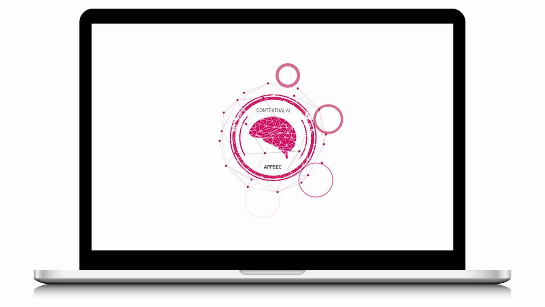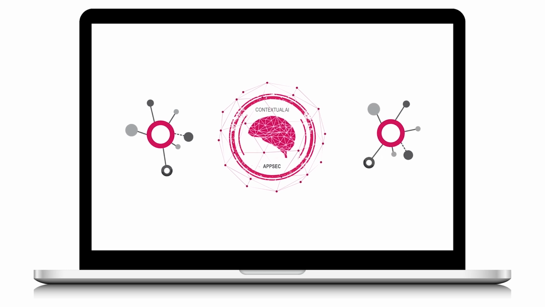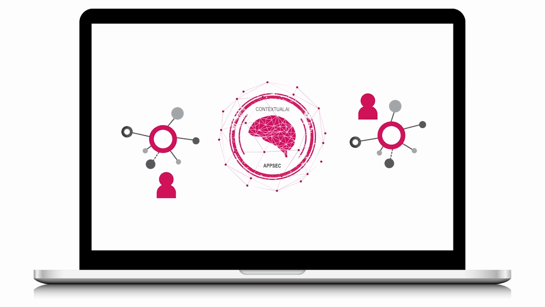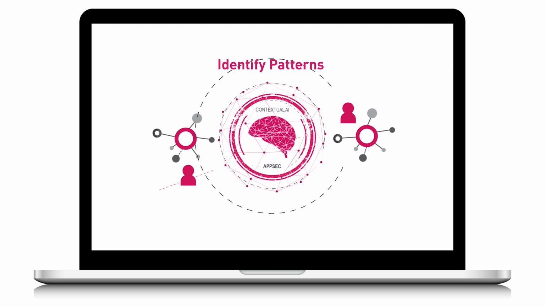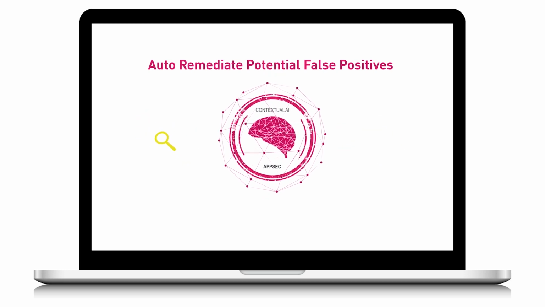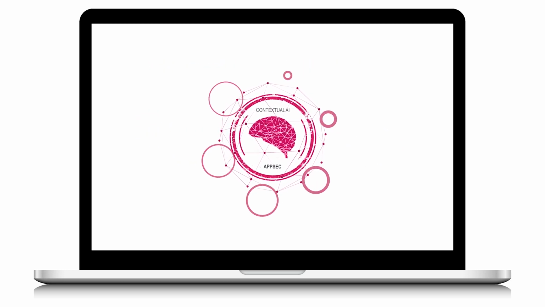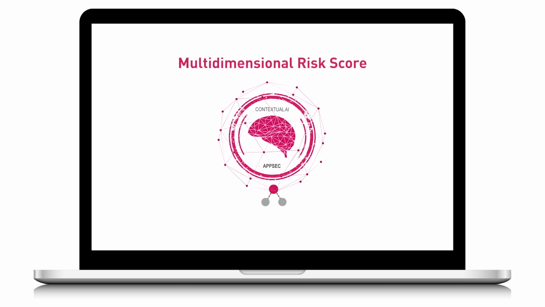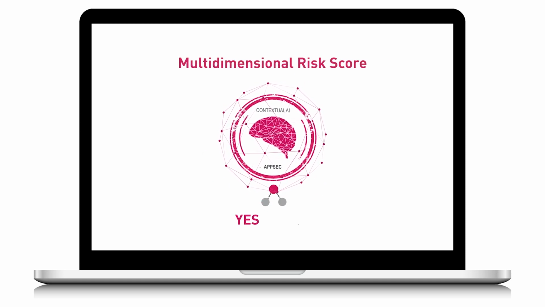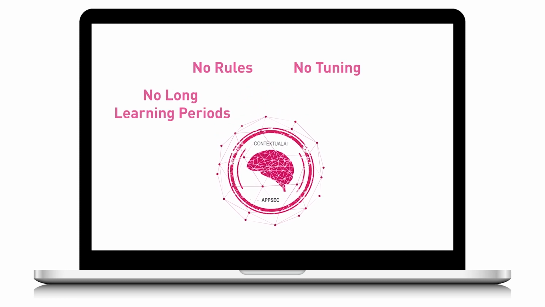The CloudGuard AI engine continuously builds a picture of the application structure and creates a profile of how users interact with the application to identify patterns, detect anomalies, granularly map application content, and auto-remediate potential false positives. Each request is then analyzed in context and assigned a multidimensional risk score to determine if it should be allowed or blocked. No rules, no tuning, no long learning periods, no false positive anxiety.